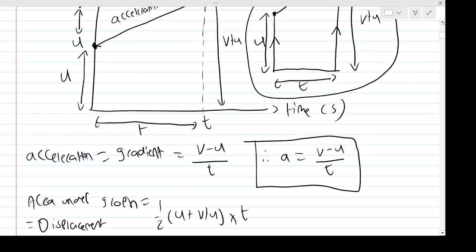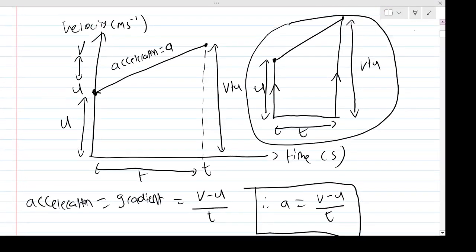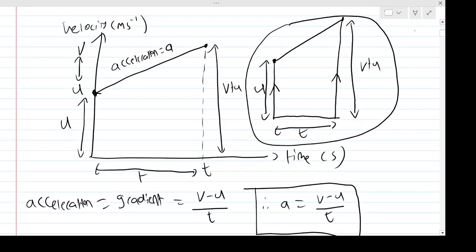The reason for that is that we got these formulas from the velocity graph, but we need to make sure that we have a straight line, right? So the gradient, the acceleration, is fixed. It's always the same, okay? So that allows us to find the formulas, okay?